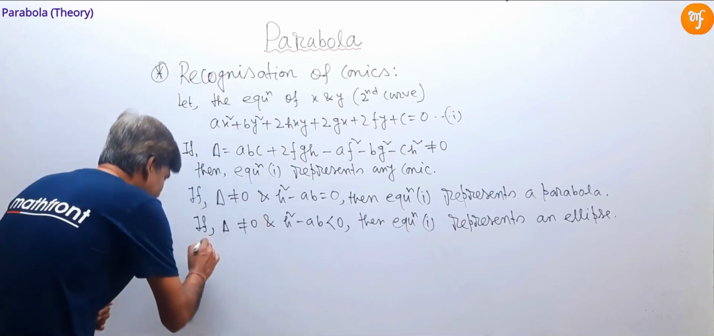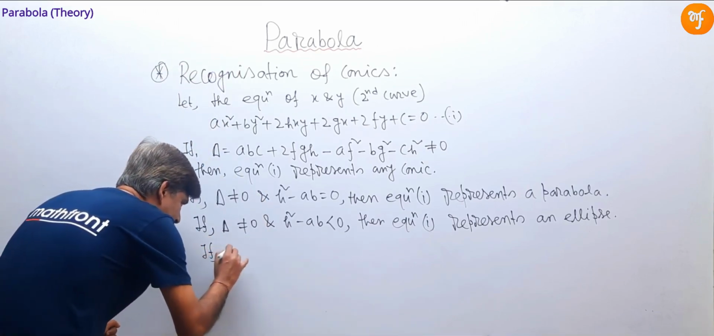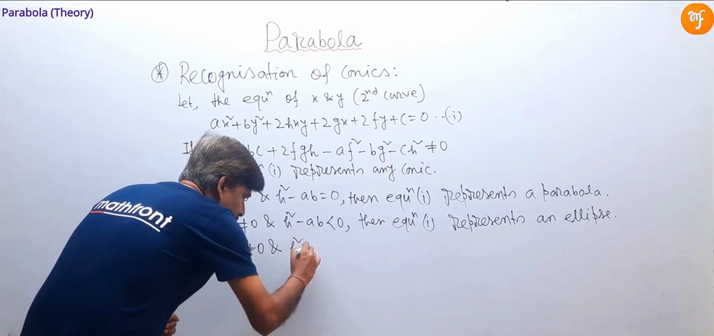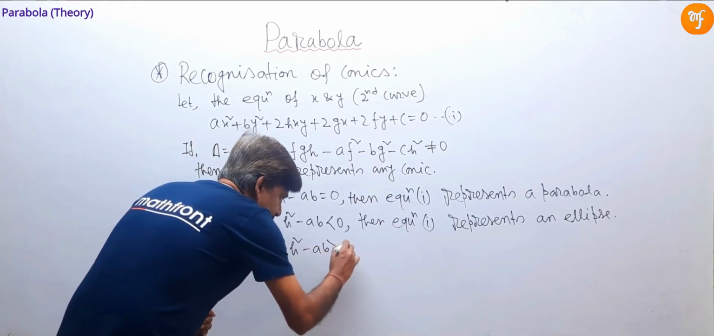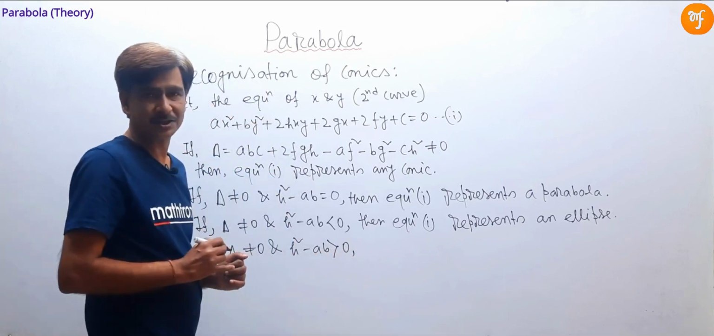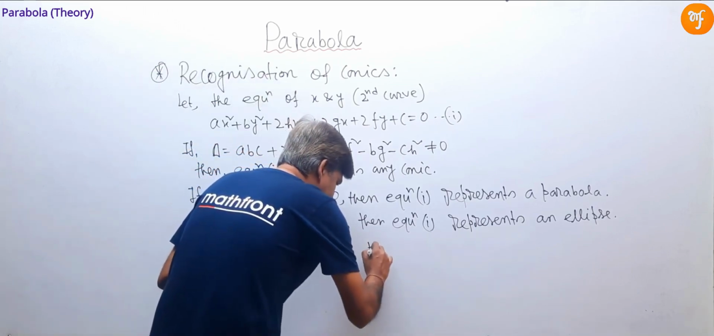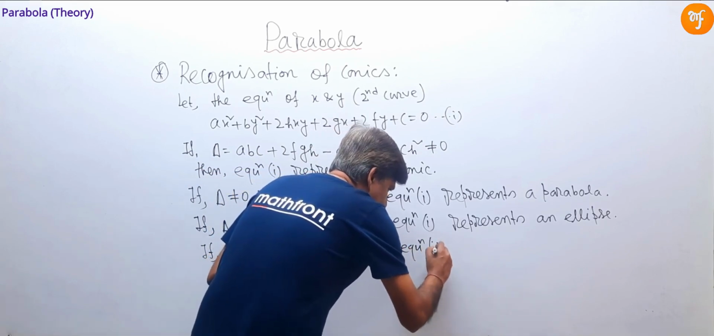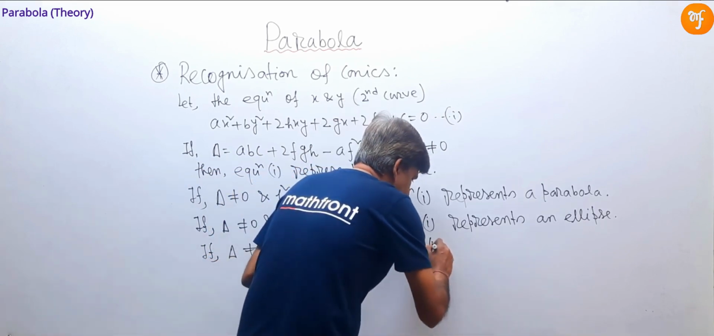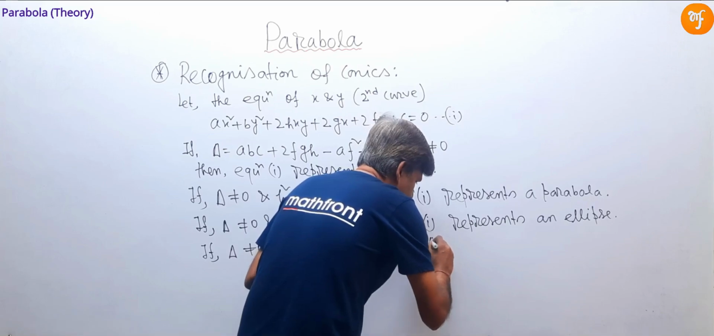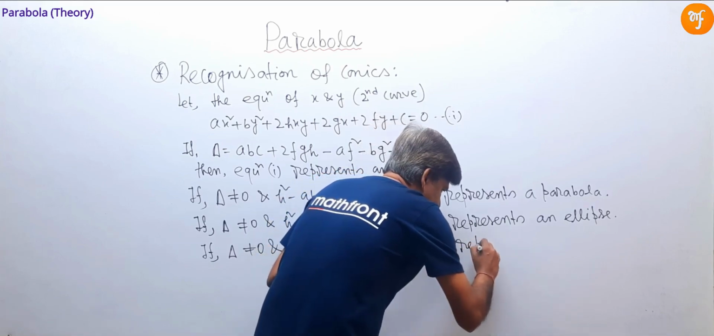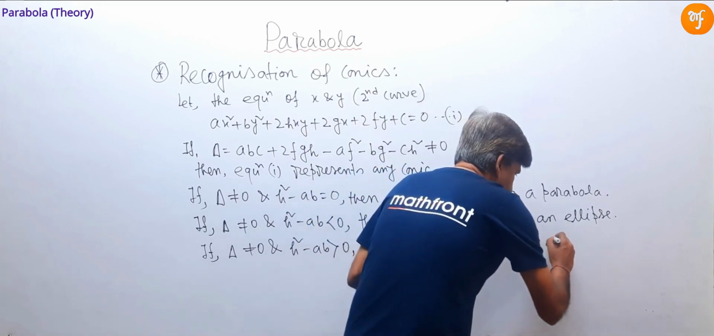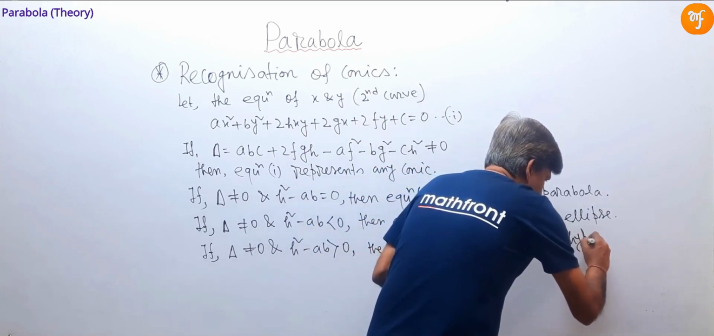So if delta is not equal to 0 and the value h square minus ab is positive, that is greater than 0, then equation 1 represents a hyperbola.